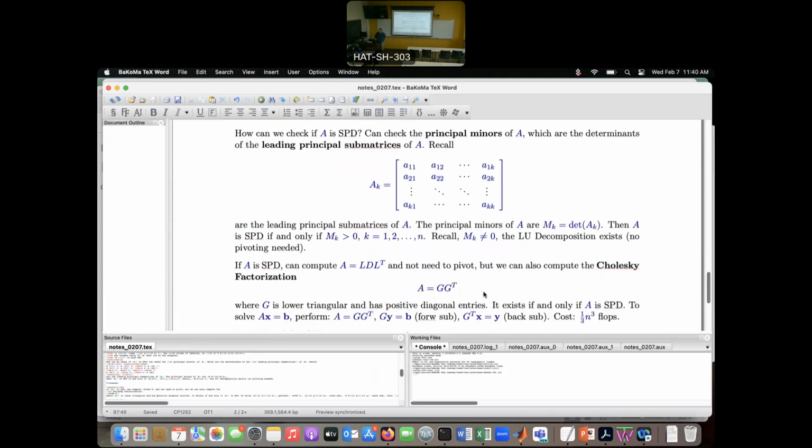So if you're going to solve Ax = b for a symmetric positive definite A, what you can do is compute the Cholesky decomposition, and then you do forward substitution, like in the general case, with G. And then you do backward substitution with the upper triangular factor, that's G transpose. And then you're done. You have your solution. And just like with LDL transpose, the computational cost is half that of ordinary Gaussian elimination. It's 1/3 n cubed flops.